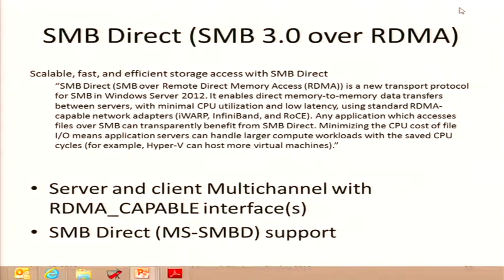SMB Direct 3.0 over RDMA. You need multi-channel because that's how it detects the RDMA capability, both from the client to the server. And of course, you need RDMA-capable interfaces. There's a layered protocol called SMB Direct, described in the document MS-SMBD, which is required for this. The changes to the SMB2 protocol are really just read and write and the multi-channel capability.